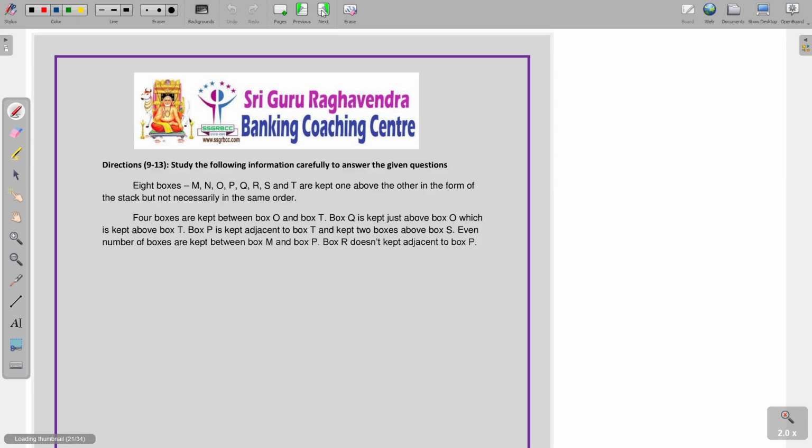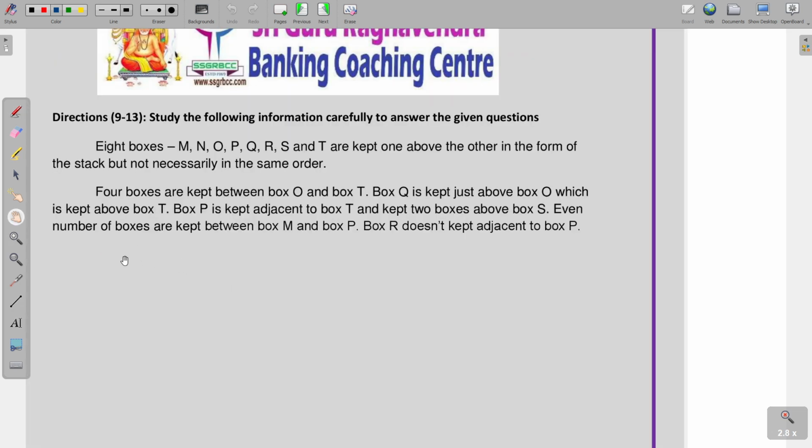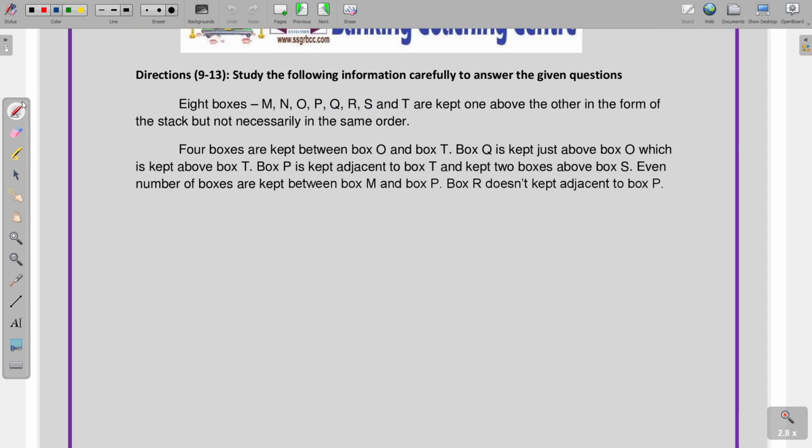Let us move on to the next question. Here we have one more puzzle. See the puzzle, directions 9 to 13. 8 boxes M, N, O, P, Q, R, S and T are kept one above the other in the form of a stack, but not necessarily in the same order. 4 boxes are kept between O and T. Box Q is kept just above box O, which is kept above box T.